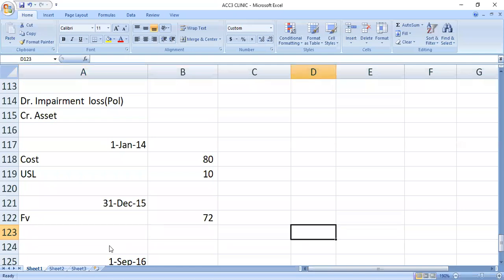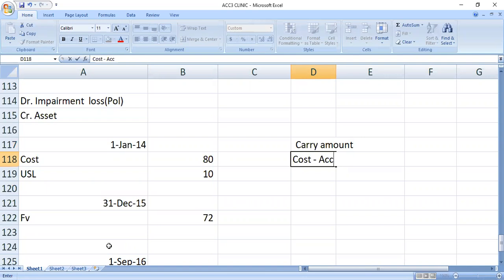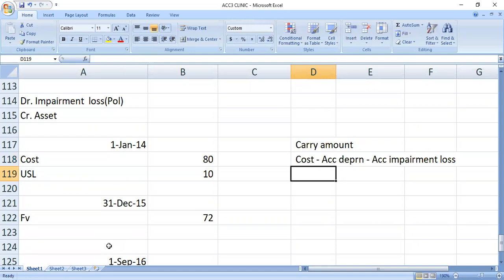So this is how we go about the carrying amount, the CA. I'm doing it here so that we see the information that we're using. Carrying amount, we all know, is cost minus accumulated depreciation, minus any impairment loss if there was, before impairment. The date we have is 1st January, but remember the impairment.